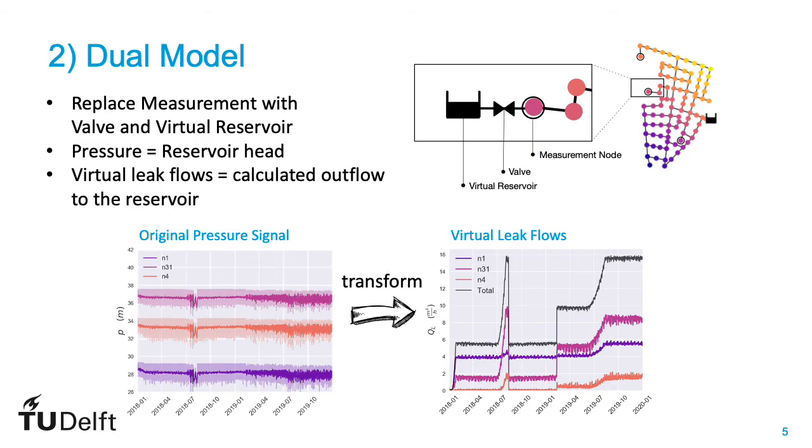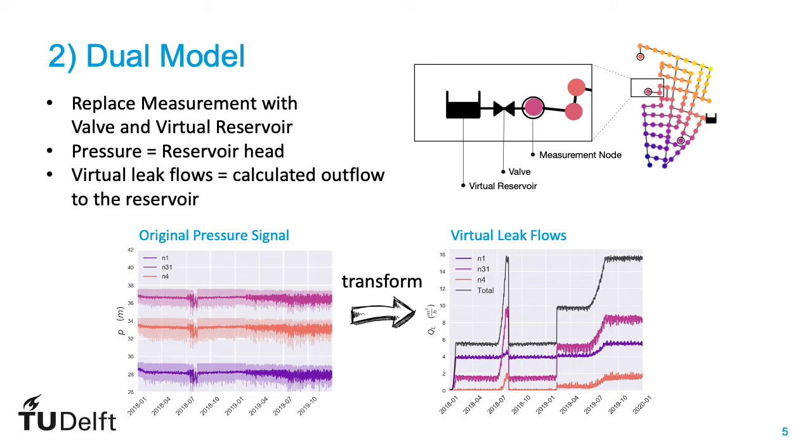Now we get to the core of our idea to detect and isolate leaks, the dual model. In the dual model, the original pressure measurement nodes are connected by a valve with the virtual reservoirs. The origin of the name dual stems from the fact that instead of using a fixed demand boundary condition, the dual fixed heads are used. The heads of the reservoirs are set equal to the pressure measurements. If a new leak appears in the system, the residuals between measured and calculated pressures are increasing.